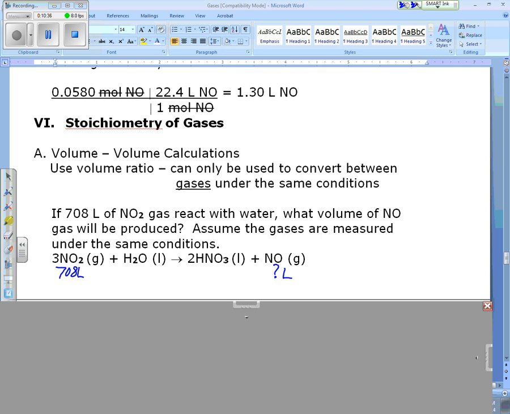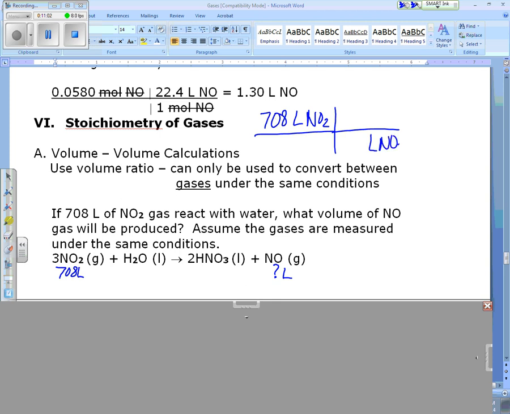Yes. And are the conditions the same? Yes. In this one, they actually tell us that they are the same, but if they make no mention of it changing, you have to assume that they are the same. So we start with 708 liters of NO2. And because we have determined we can use volume ratio, that's what we're going to do.